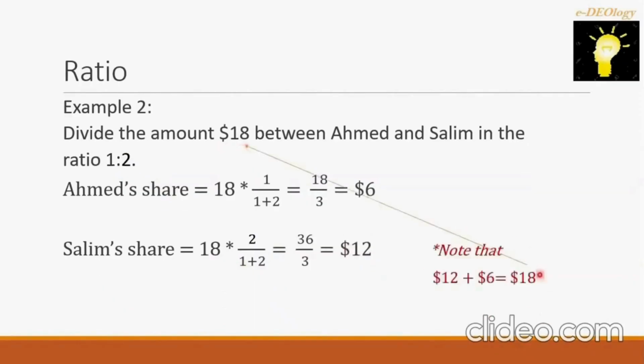Please note for our checking that if we add the numbers here, $12 plus $6 equals $18, which is the total amount in the problem.